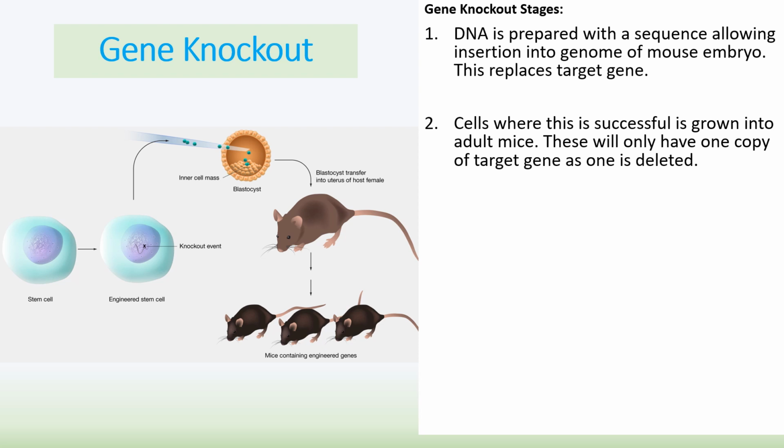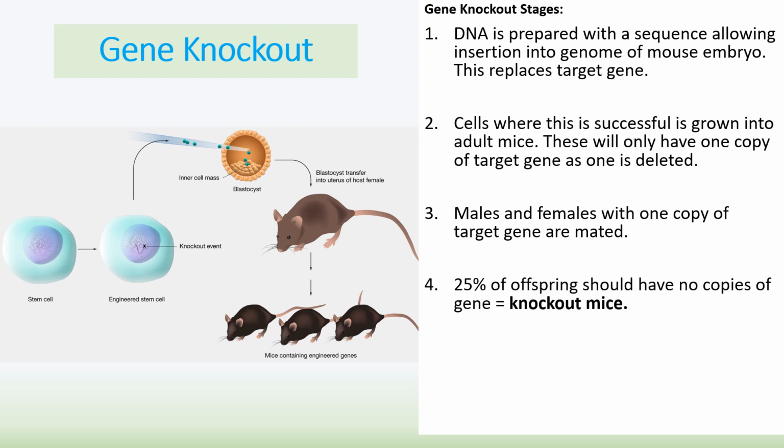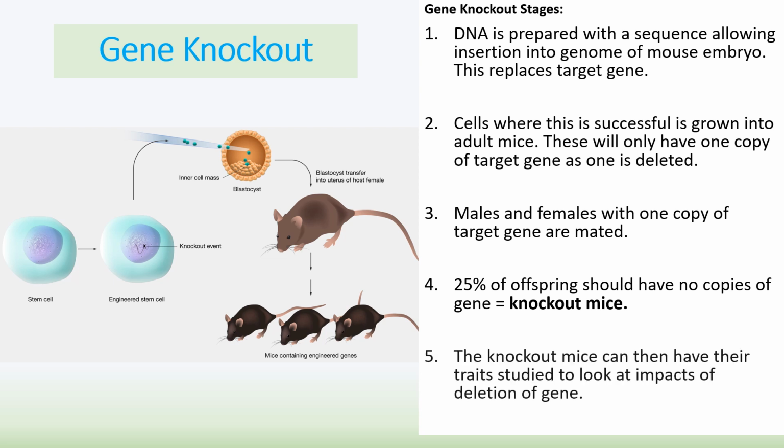We then allow ones that have that deleted gene to mate, and on average, due to chance, 25% of the offspring will have no copies of that gene, because if you've mated a male who has only one copy of that gene to pass on, and a female who only has one copy of that gene, 25% should get neither copy of the gene. Then we can look at the knockout mouse offspring and identify the traits they have to see the impacts of the deleted gene.